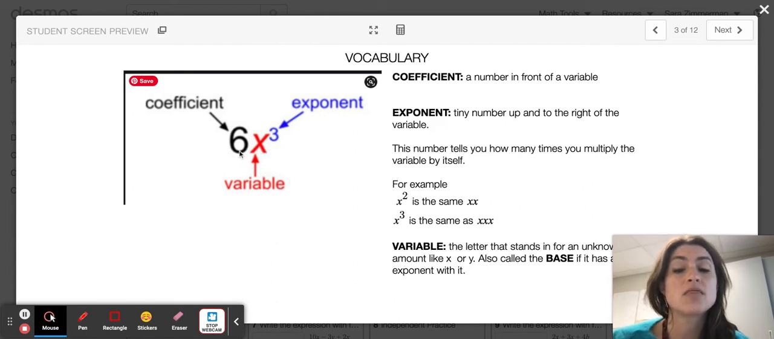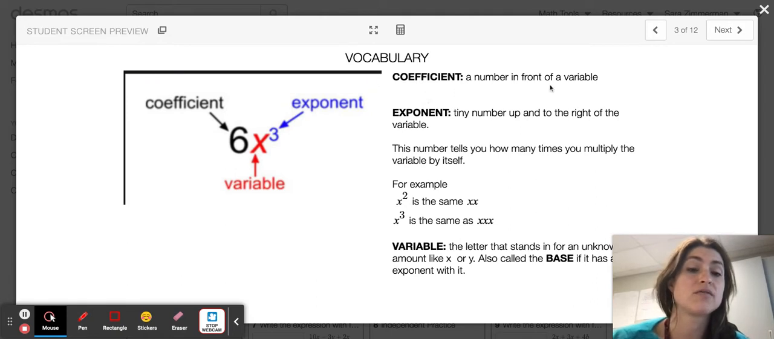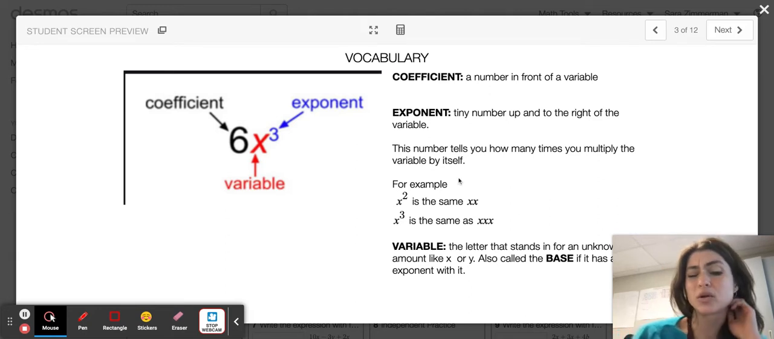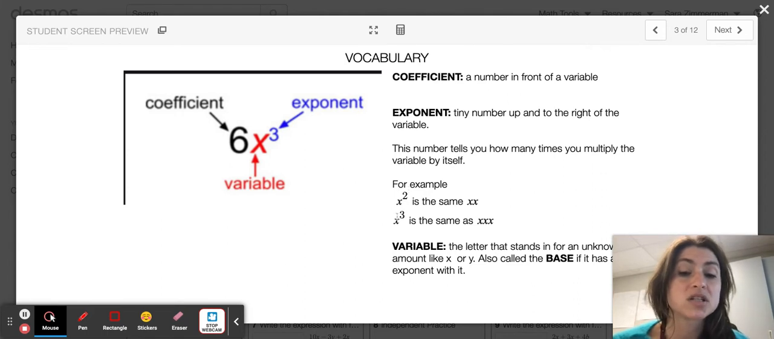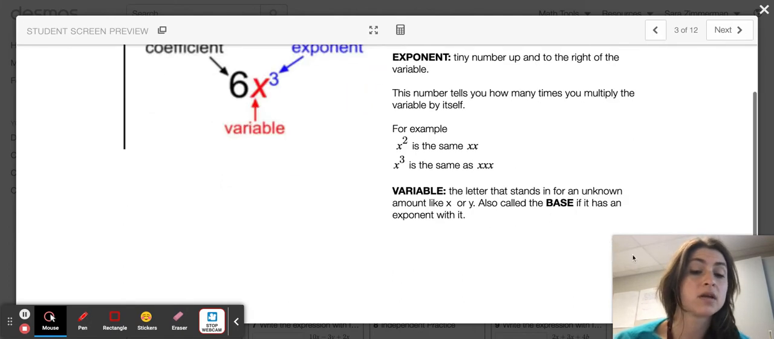And the number that goes before the variable, like when we have 6x's, the 6 has a fancy name too. It's called a coefficient. It's a number in front of a variable. The exponent, this tiny number, is the tiny number up and to the right of the variable. This number tells you how many times you multiply the variable by itself. We'll do more with exponents in probably March, April. But for now, you just need to know that x to the second is the same as x times x. X to the third is the same as x times x times x. Okay?